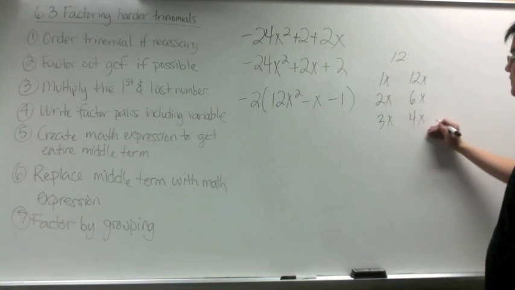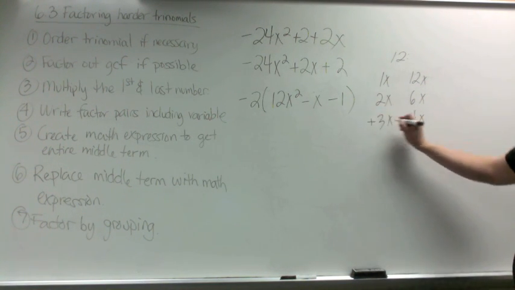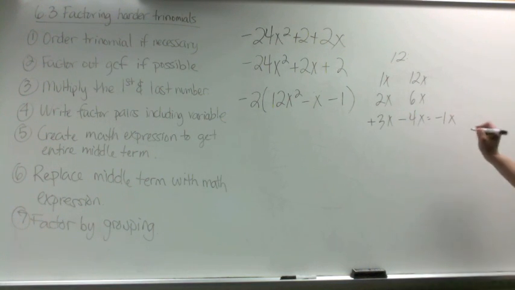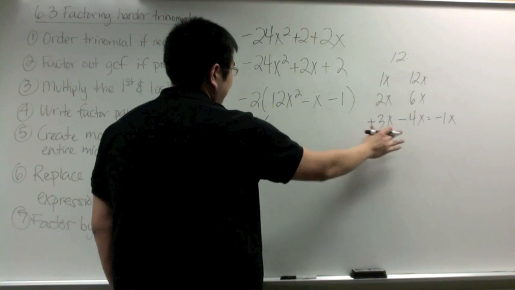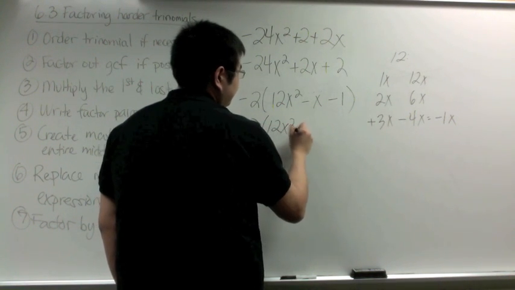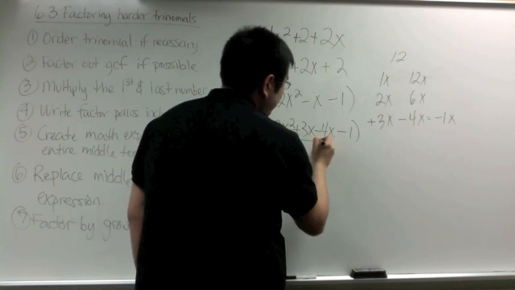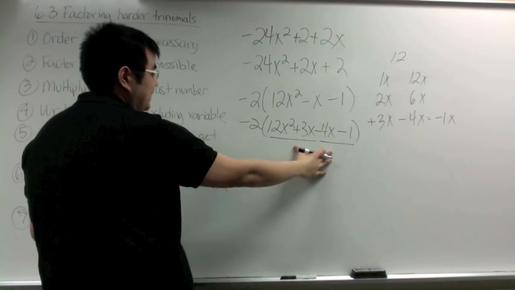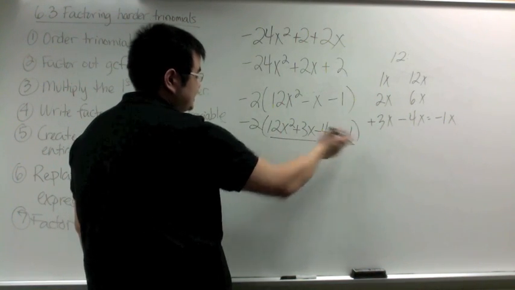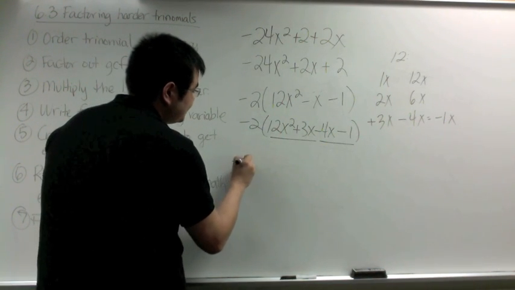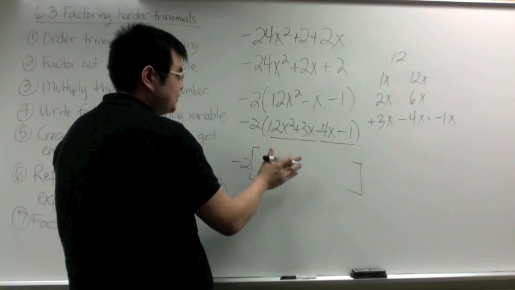The only factor pair that would get us a negative 1x would be the last one. This would be plus and minus to get us a negative 1x. So now I'm going to replace the middle term here with our math expression. And then we're going to continue to factor by grouping. Now when I factor by grouping, you're going to end up with parentheses, but there's already a parentheses here because of the GCF. So we're going to put brackets now, so that when I factor out the GCF, it won't look too confusing.